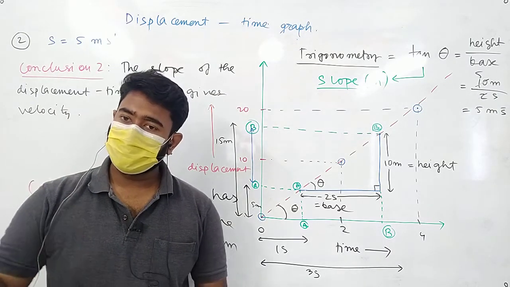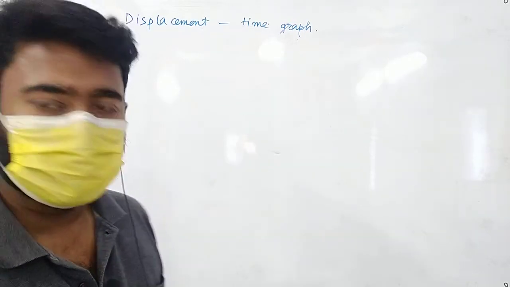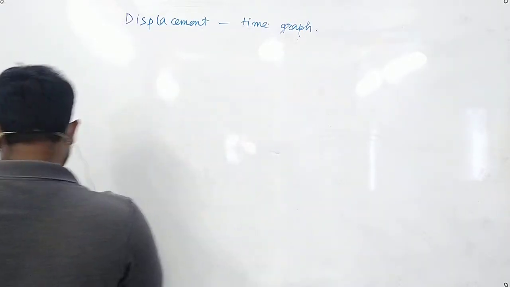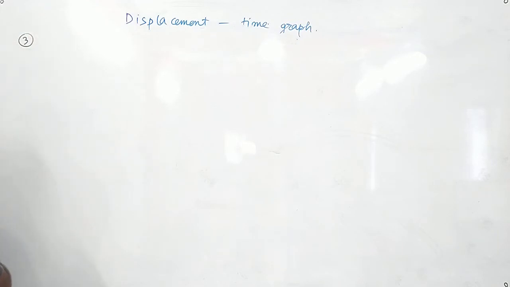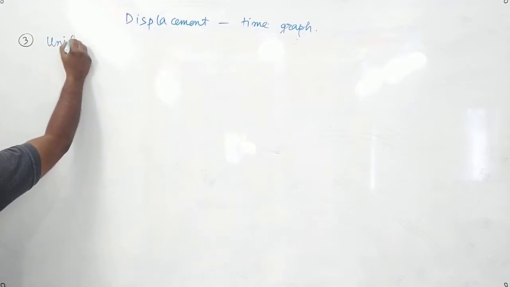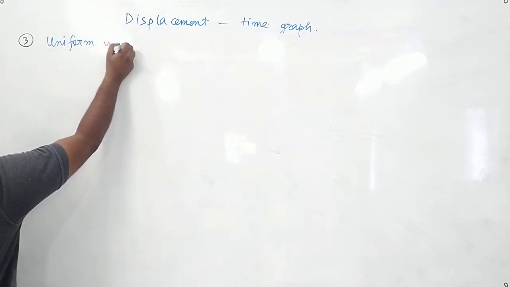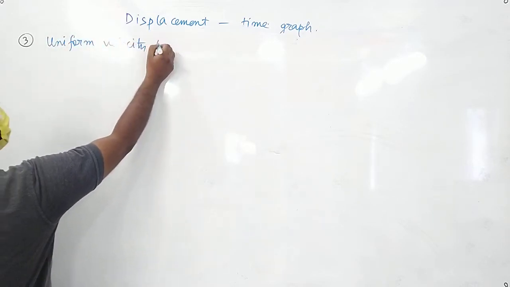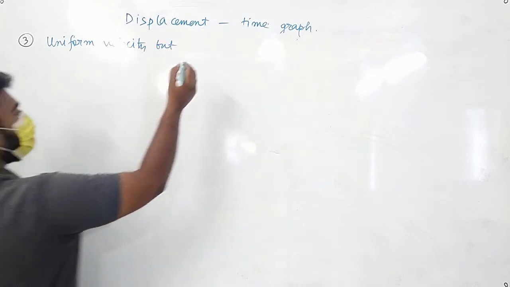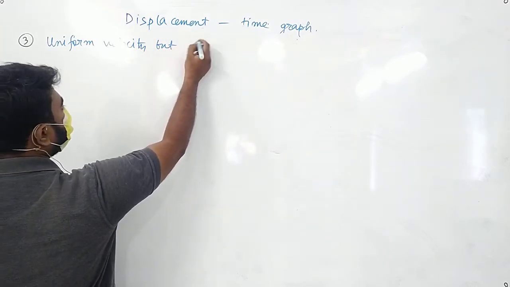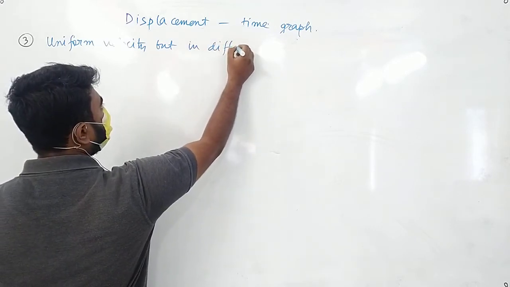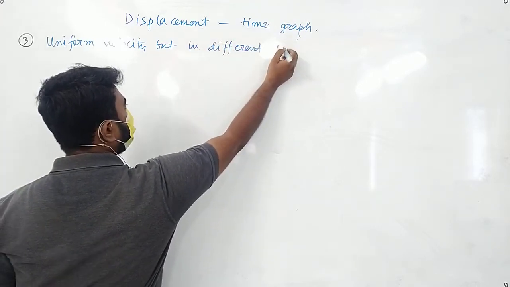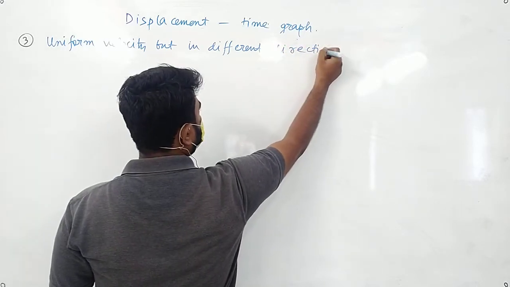Absolutely crystal clear? Okay. Now case 3, it will be uniform velocity but in different direction. Okay, write that down afterwards. Uniform velocity but in different direction.